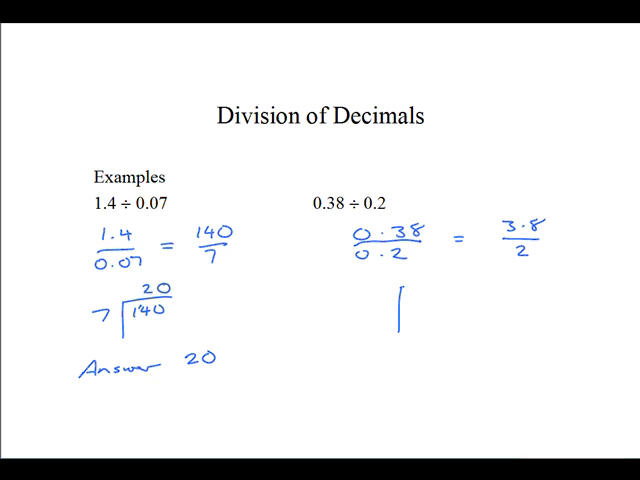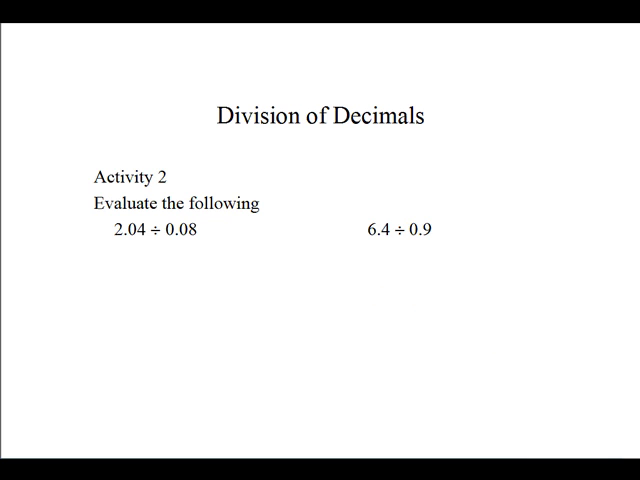So once again, multiply top and bottom by 10. So the whole idea is just to make the divisor into a whole number. That's the easiest way to do it. 2 into 3 goes once, carry the 1. 2 into 18 goes 9, no remainder. So our answer is 1.9. Here's an activity for you to do. Remember, there's plenty more questions in the back of the book.